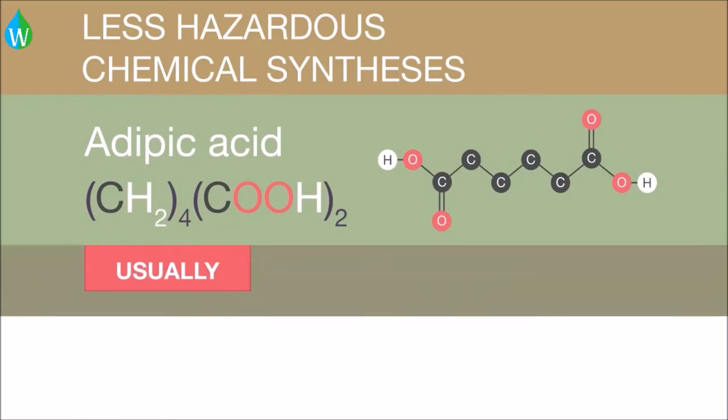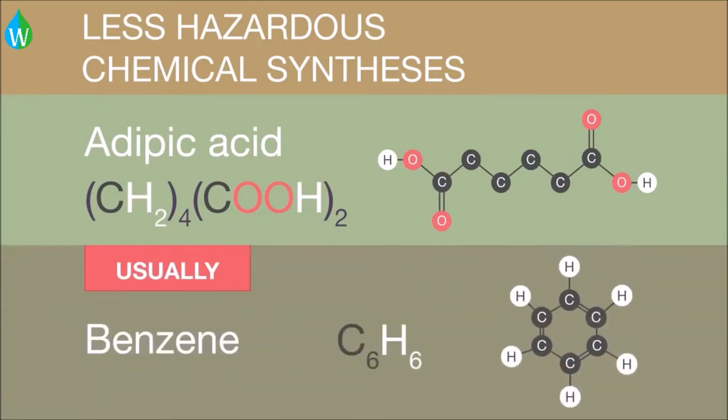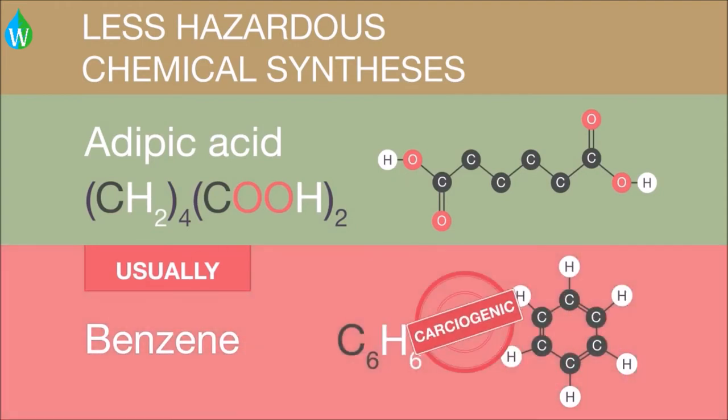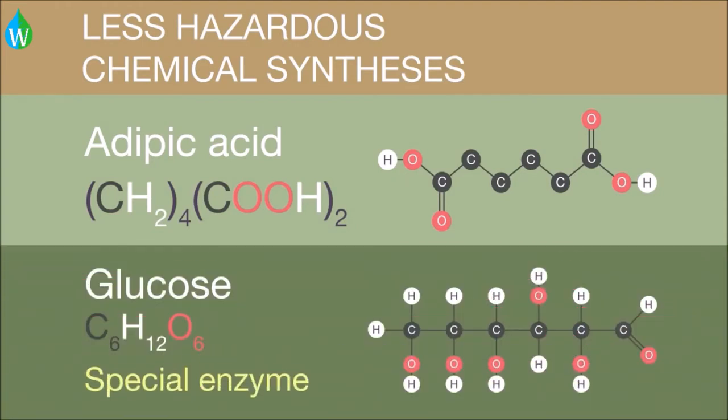Usually, benzene is used to make this compound, but unfortunately, benzene is carcinogenic, or cancer-causing. Instead, glucose and a special enzyme extracted from genetically modified bacteria can be used to produce adipic acid.